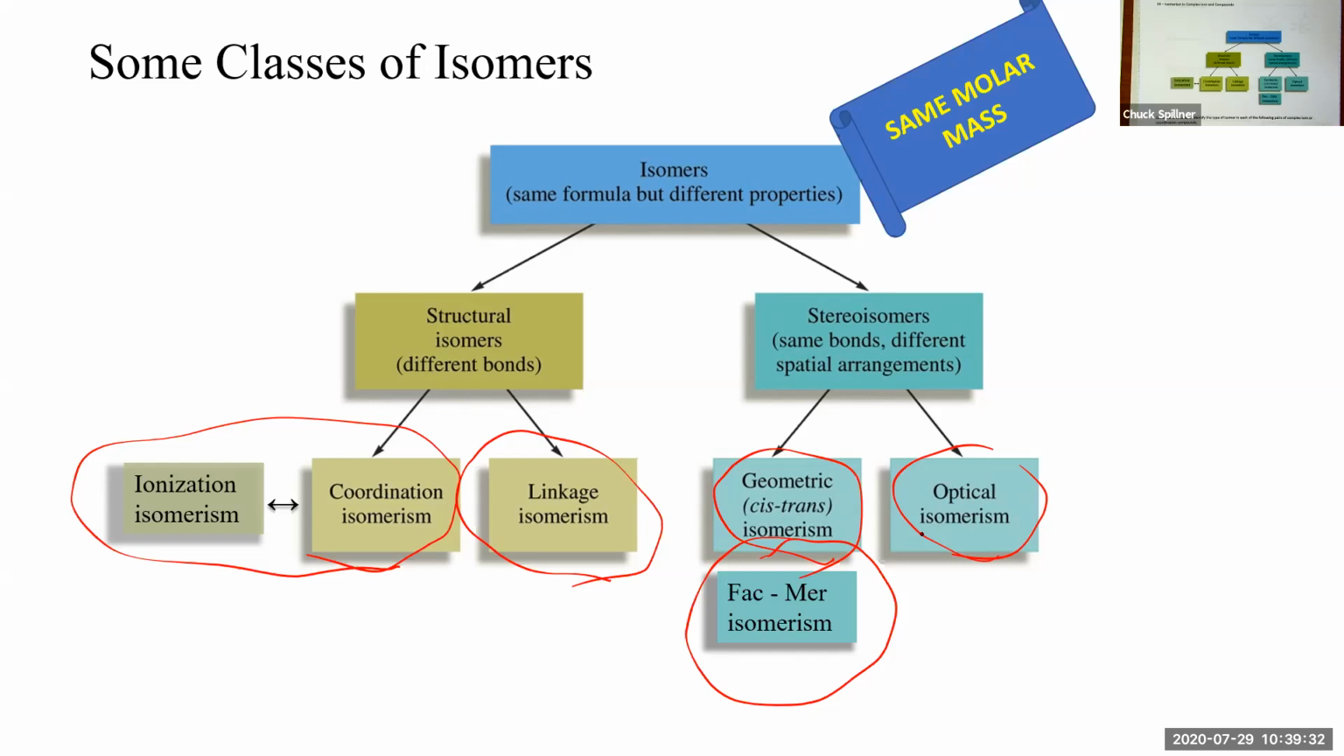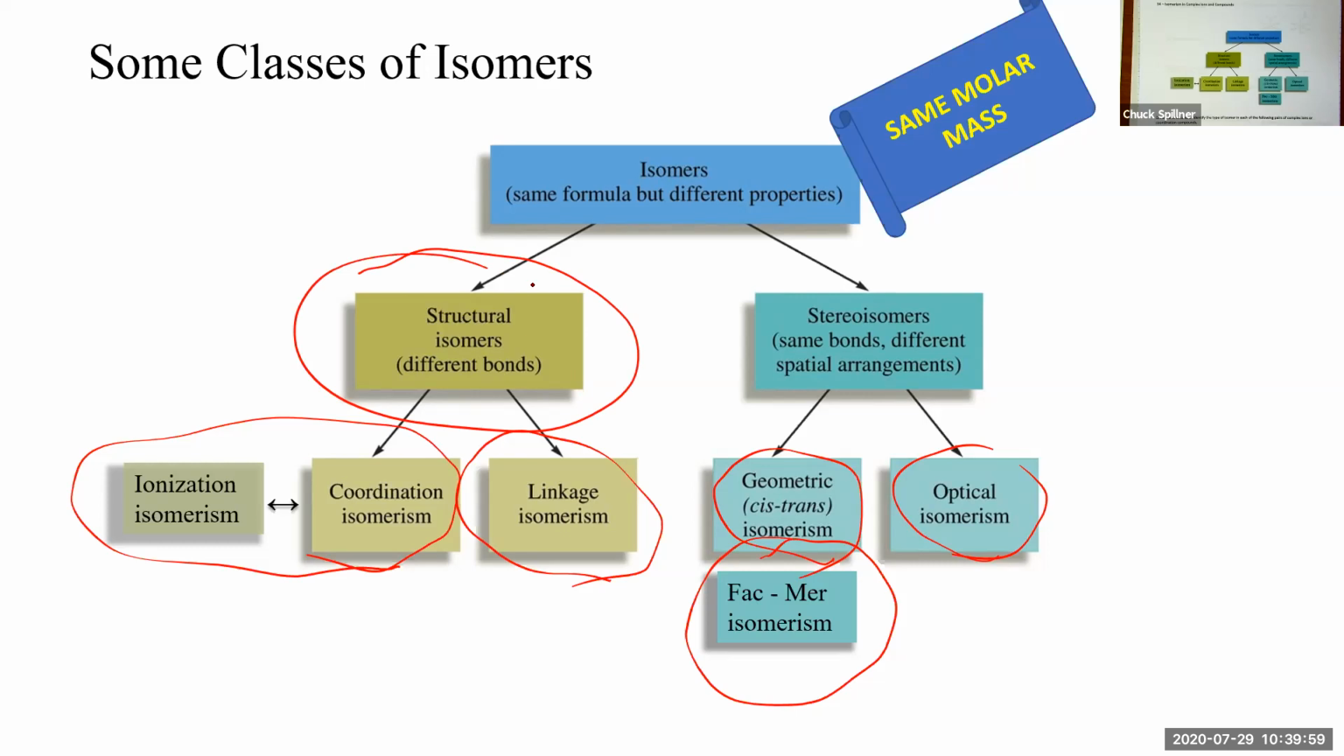And they're broadly grouped into structural. So the coordination isomers and the linkage isomers are both called structural isomers. And structural isomers, as the note says there, have different bondings. So the bonds have changed. And in stereoisomers, you have the same bonds, the same connections, but the spatial arrangement is different.